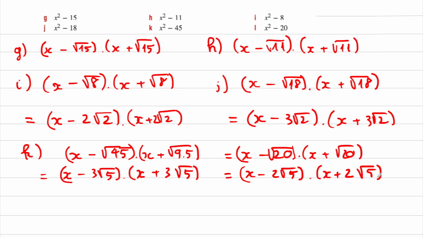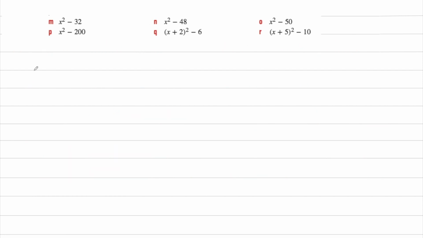I think that is not too difficult, but you have to combine with the surd and then simplify the surd. Remember about the square numbers. The next question you have is this form. For question M, x minus square root of 32, and x plus square root of 32 for this question.